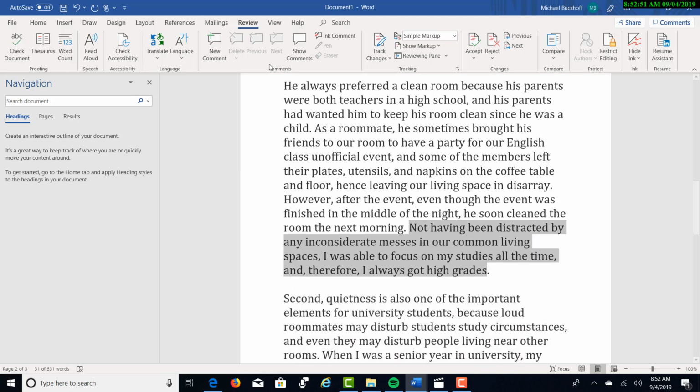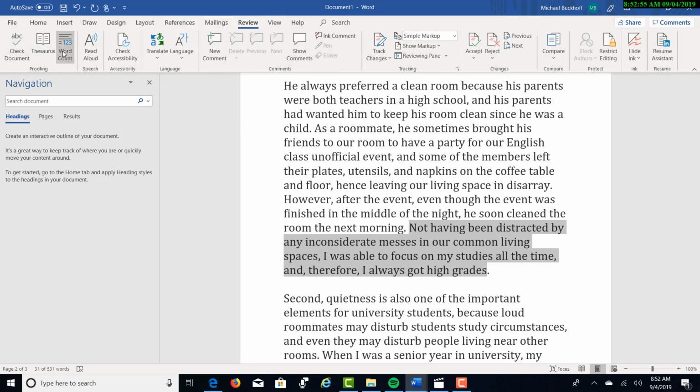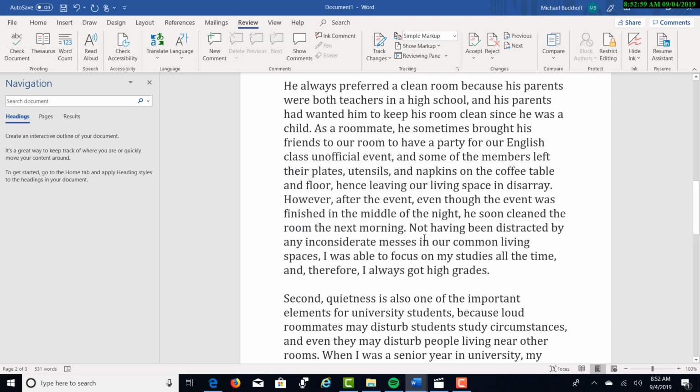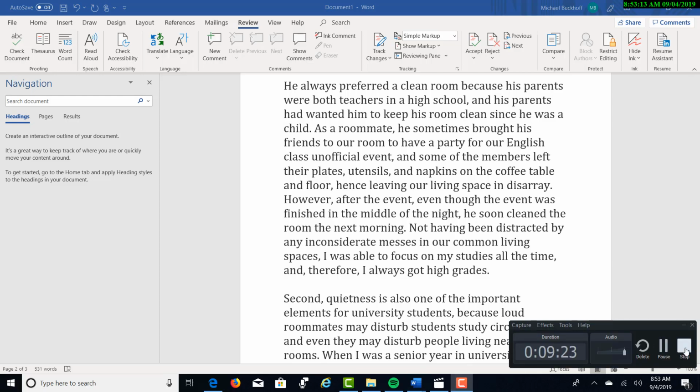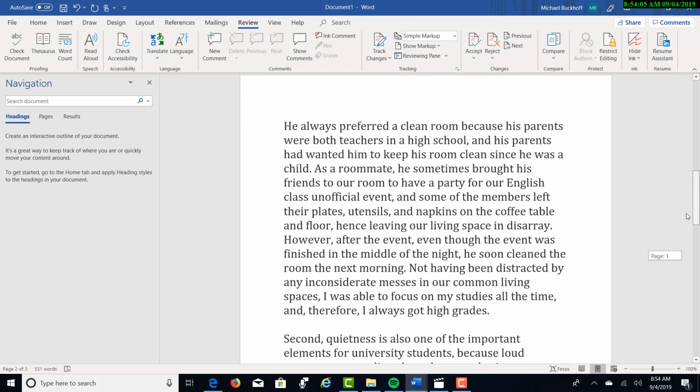this is probably about 20 words here. Let me show you. 31 right there, right? So not having been distracted by any inconsiderate messes in our common living spaces, I was able to focus on my studies all the time. And therefore, I always got high grades. Let's take a look at the next paragraph here.